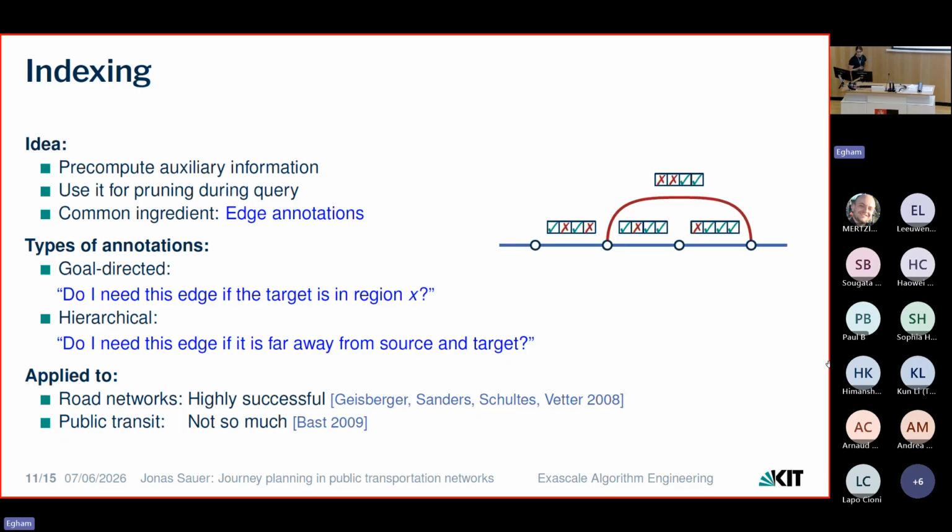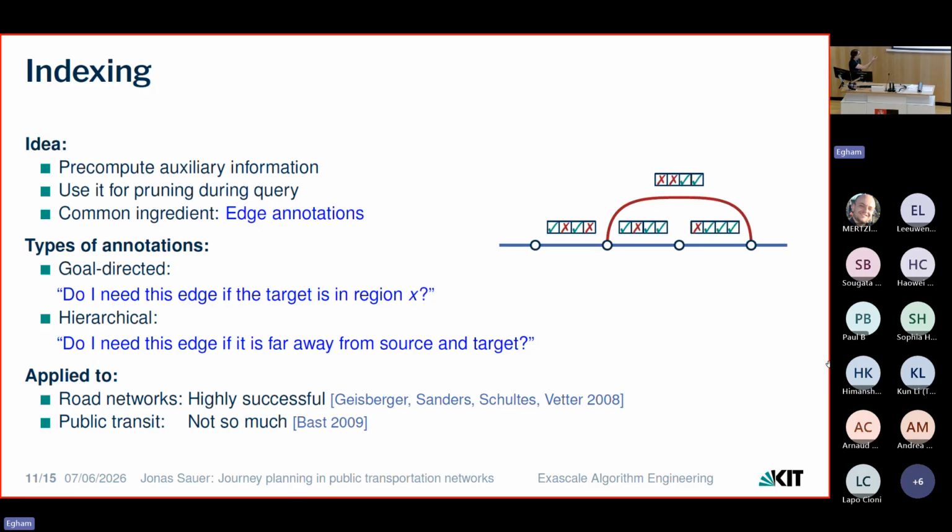Okay. I promised to tell you about how we make these things really, really fast in practice, and the way that we do that is with indexing. So we pre-compute some amount of auxiliary information about the network, and then we use that for pruning when we're answering a query. So one common ingredient in these indexing algorithms is what I would call edge annotations.